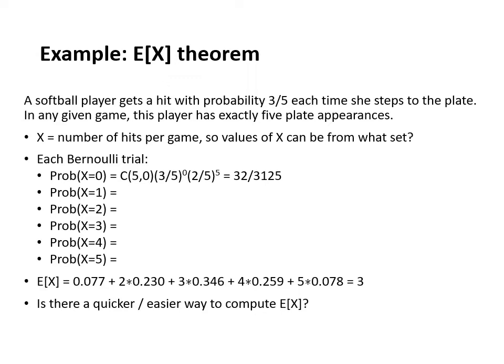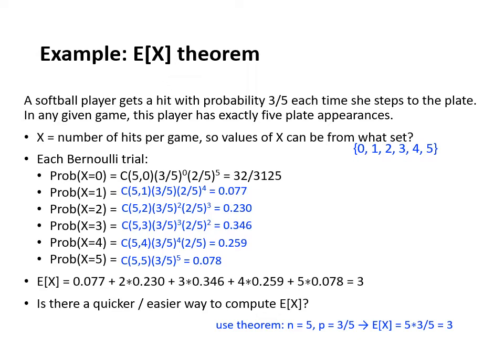And here is the first example problem where we are going to try to apply this theorem. A softball player gets a hit with probability 3/5 each time she steps to the plate. In any given game, this player has exactly 5 plate appearances. So we're going to set this up by selecting our random variable x to be the number of hits per game. So we first have to determine from which set the values of x can come. And this set includes values 0, 1, 2, 3, 4, 5, because there are 5 appearances, and those are the number of hits we can expect.